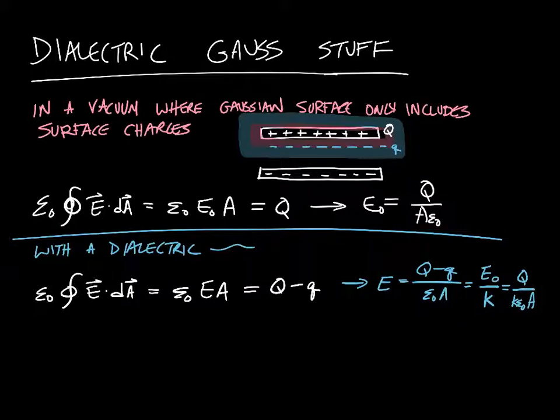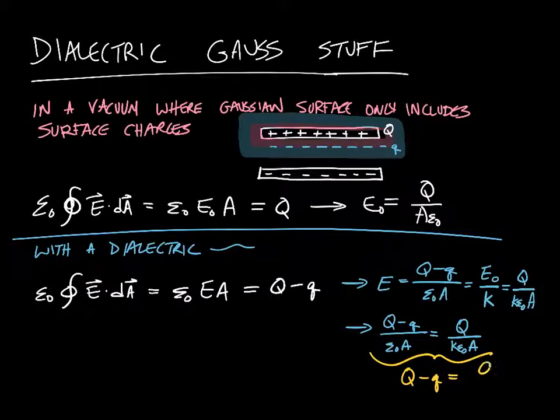So now I'm going to continue right here. This means I'm going to have Q minus little q per epsilon naught A equals Q per K epsilon naught. I keep saying alpha and it's A. Sorry for that. And then this is going to give me Q minus little q equals big Q per kappa. We're not done. Okay, we got some things to do.